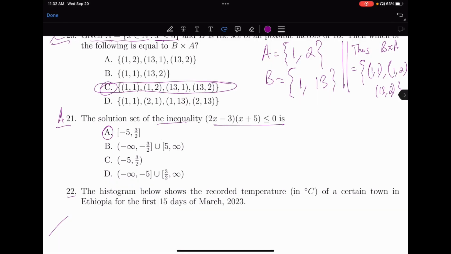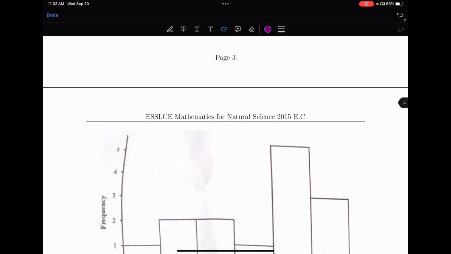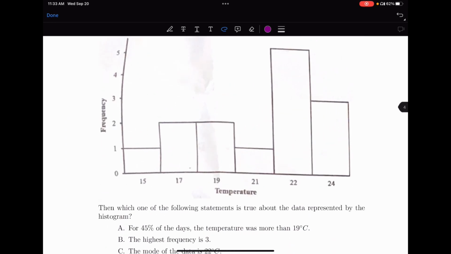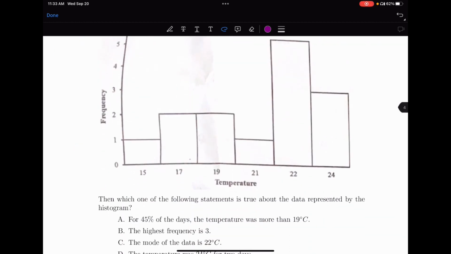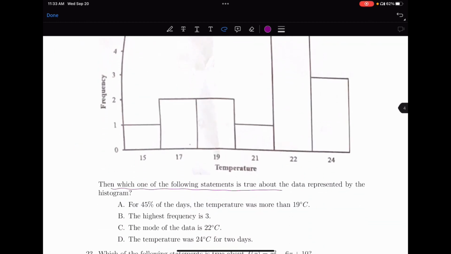Okay, question 22. The histogram below shows the recorded temperature in degrees Celsius of a certain town in Ethiopia for the first 15 days of March 2023. Okay, this is the histogram. Then which one of the following statements is true about the data represented by the histogram?